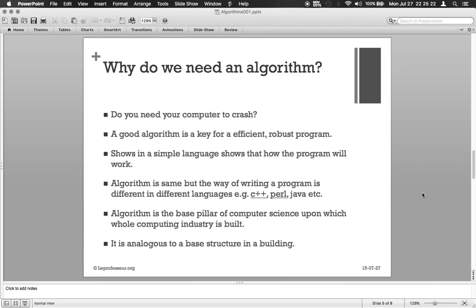You may think, or I call it, algorithm is the base pillar of computer science upon which the whole computing industry is built. Isn't it very interesting? Think about it. If there is no algorithm, there is no computer science. There will be no computing industry. These big companies who are engaged in developing software, hardware, won't be there. Computer algorithm is the key. In other words, it is the base structure in the building. See how important algorithm is?